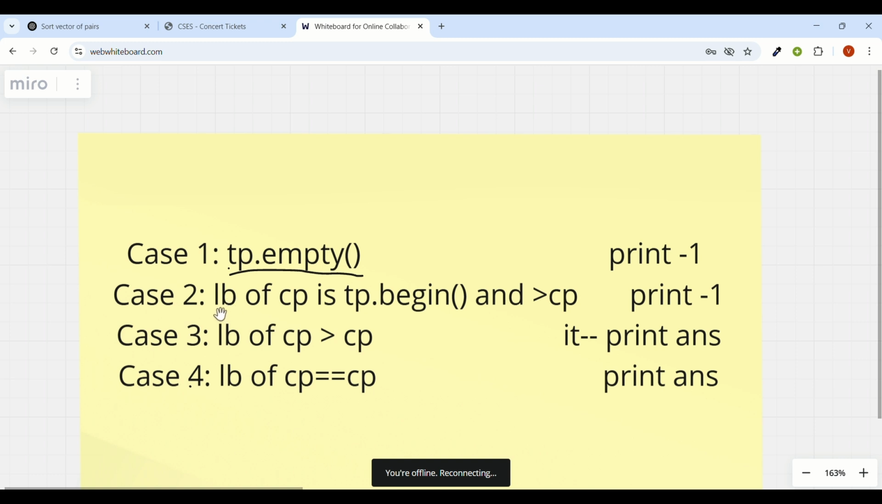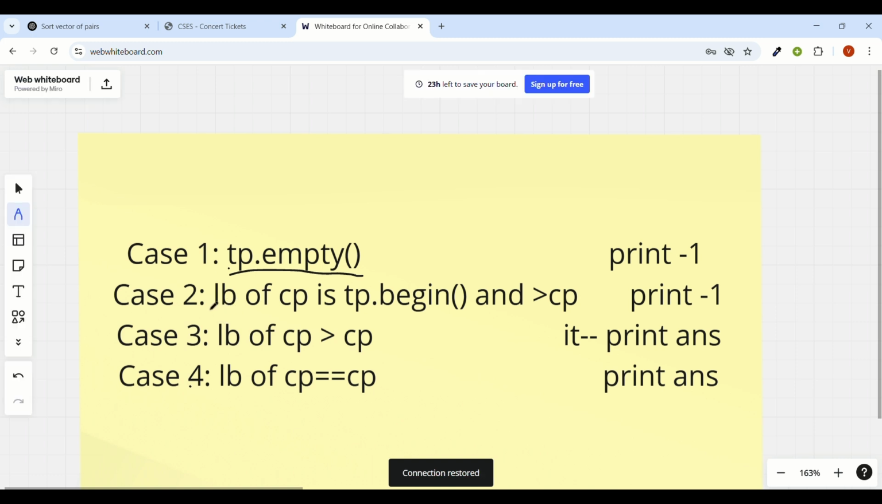Or else, case 2 could be that we find the lower bound of CP, the price which this customer is willing to pay. Then we will check if this lower bound is the first element of our TP, which is our ticket price multi-set. If this is the first element and is greater than CP, this ticket price is larger than what the customer is willing to pay, because this is the least expensive ticket, the most affordable ticket, and this is not affordable by the customer. So in this case also we will print -1.